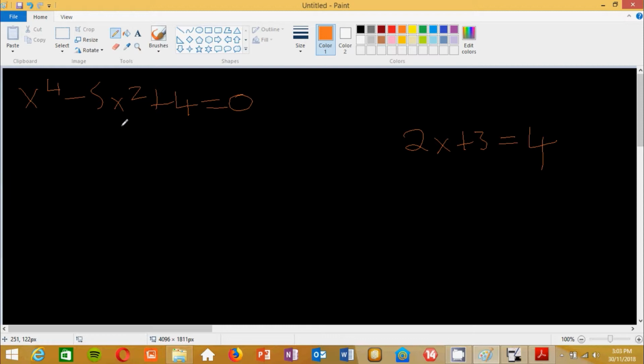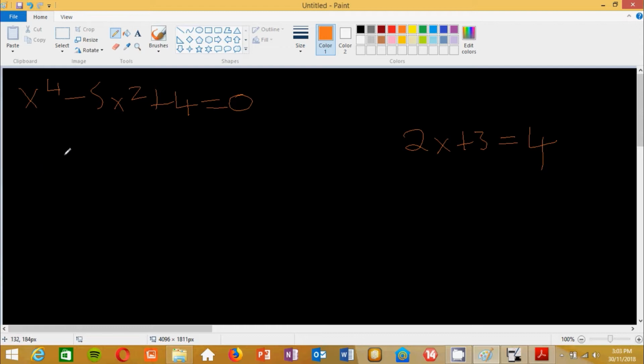And it works for all of them. Believe me, it works for all of them. But keeping in mind that those are the only 2 powers in the equation. So you only have 2 powers in the equation, and the highest power is double that of the lowest power.